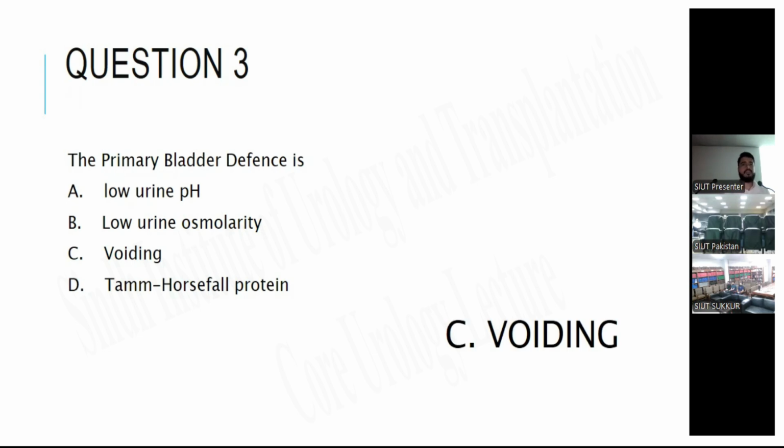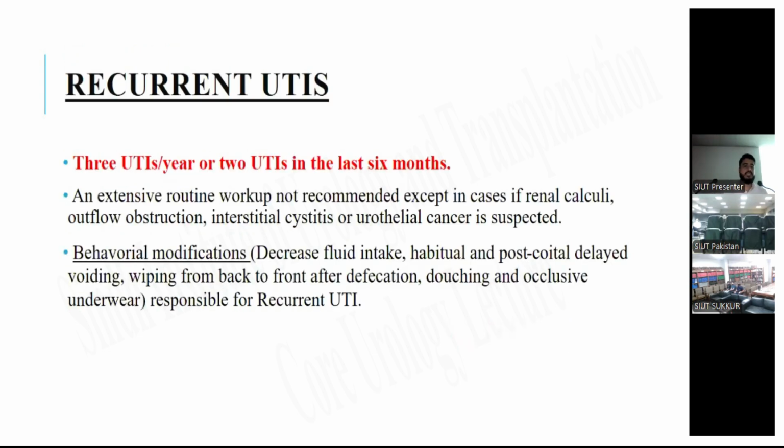So define recurrent UTI. 3 UTIs per year or 2 UTIs in the last 6 months. Usually extensive routine workup is not recommended in recurrent UTI except in cases of renal calculi, interstitial cystitis, or urothelial cancer. The factors responsible for recurrent UTI are decreased fluid intake, habitual and post-coital delayed voiding, wiping from back to front after defecation, douching and occlusive underwear. These all factors are responsible for recurrent UTI. Actually, there is limited evidence available that these cause UTIs, but these are the risk factors.